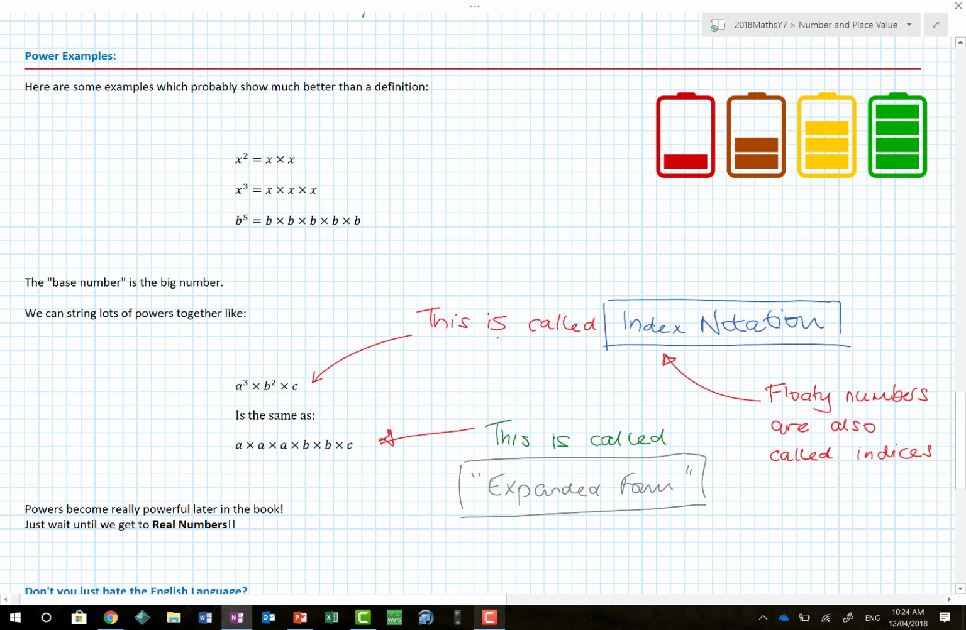So let's just check. X to the floaty 2. Now you're going to go, hold on a moment, where's my numbers? Well, it doesn't actually have to be numbers. We can still use letters.